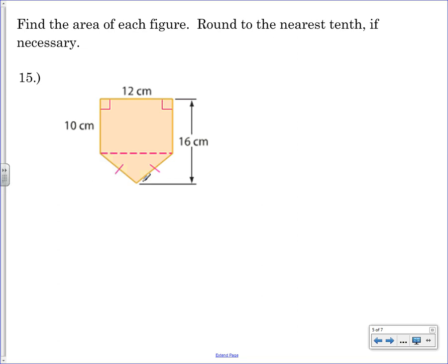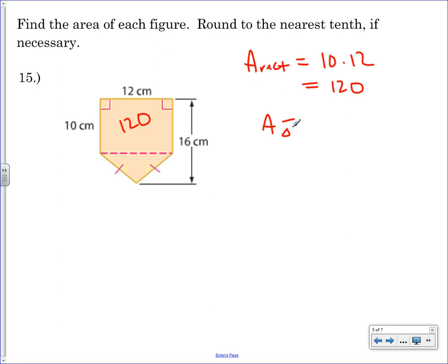A triangle. So I'm going to find the area of this rectangle. I'm going to find the area of this triangle. And what am I going to do with them? Add them together. Right? So what is the formula for the area of a rectangle? Length times width. Sure, fine, right? So I'm going to do the 10 times 12, which is 120. So the area of this rectangle is 120 centimeters squared, right?